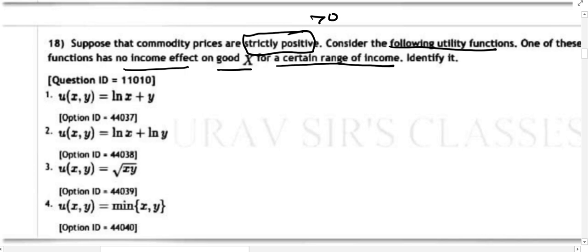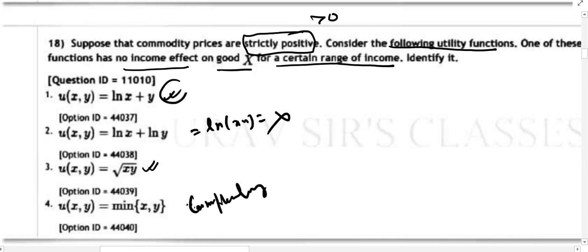In this case, if you have to identify it, you can see it directly here: no income effect on good X for a certain range. Here this is ln of xy, so u to the power, so this is not possible. Root xy has a positive income effect. Minimum of x, y is a complementary structure, so this is not it. Only one cannot be represented. If you see all these structures, two of them maintain homogeneity, but in this case it is not, so A is the possible answer.